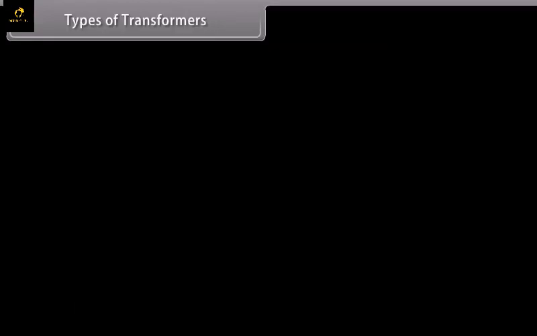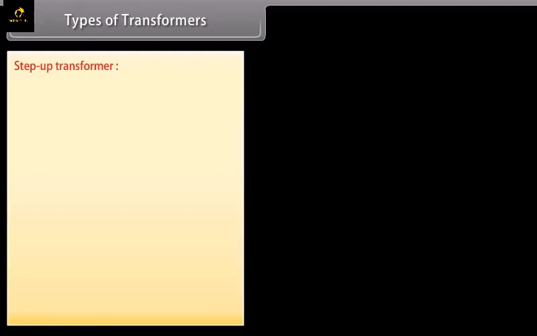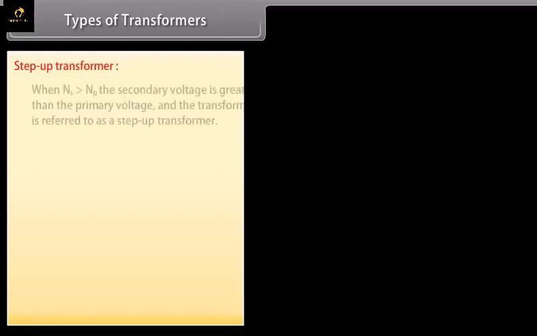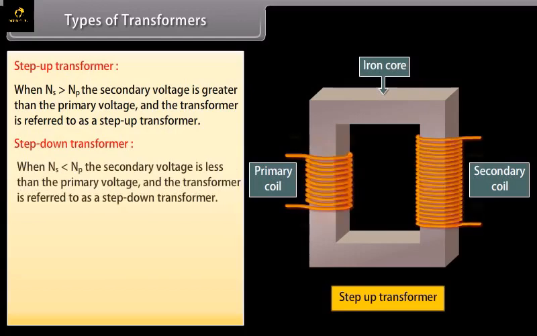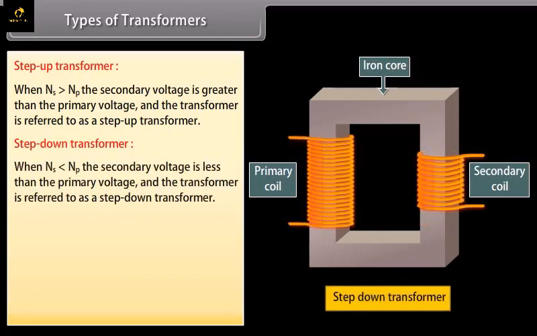Transformers are of the following two types: a step-up transformer. When the secondary voltage is greater than the primary voltage, the transformer is referred to as a step-up transformer. A step-down transformer. When the secondary voltage is less than the primary voltage, the transformer is referred to as a step-down transformer.